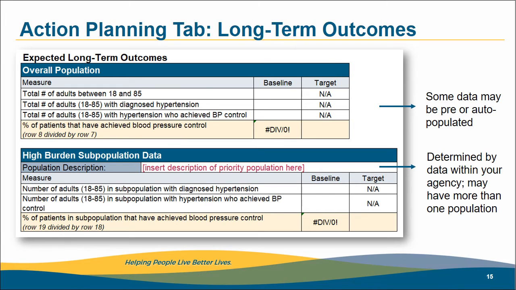The expected long-term outcomes are the outcomes that CDC anticipates that each state will achieve as a result of their grant work. So these are things that we're trying to measure and monitor as a way to showcase how Nebraska is progressing toward achieving those long-term outcomes.